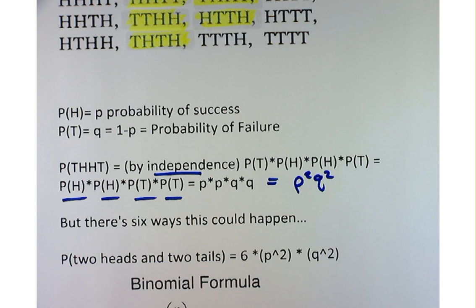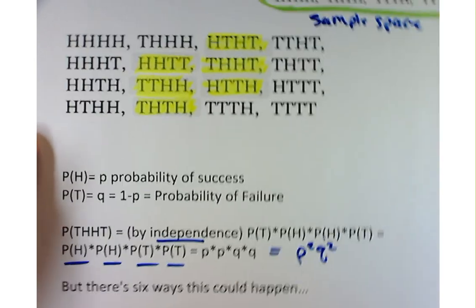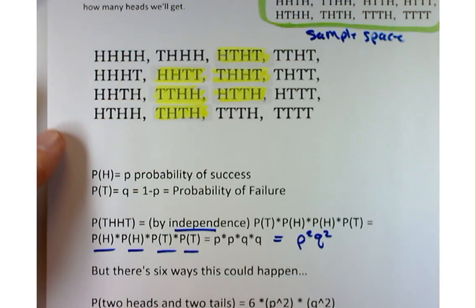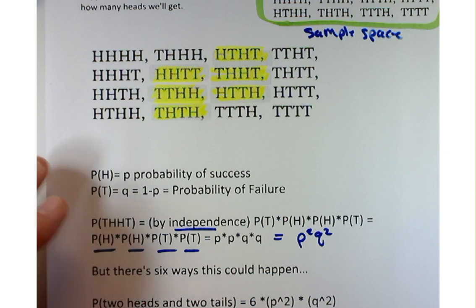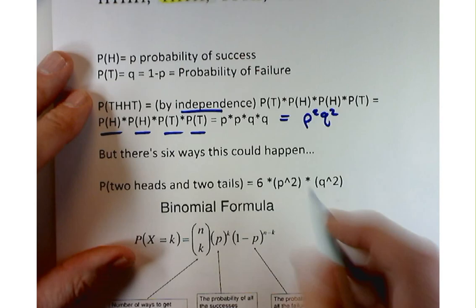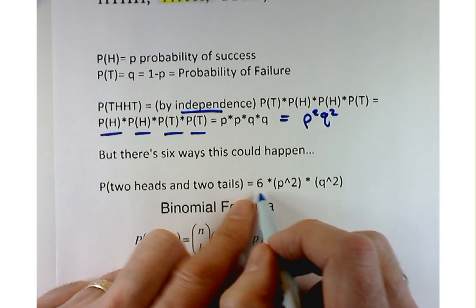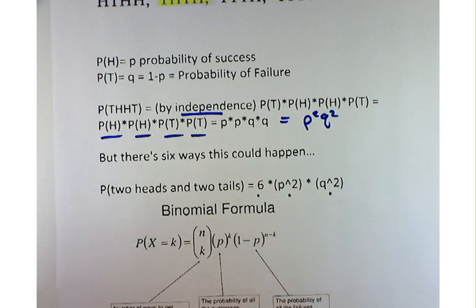How many ways are there that I can end up with 2 heads? I mean, it doesn't matter to me what order they come in. I just want to come up with 2 heads. So how many ways can that happen? 6. Thank you. There's 6 different ways that can happen. So the probability then of this event is going to be 6 times the probability of a head squared times the probability of a tail squared. That's our probability.